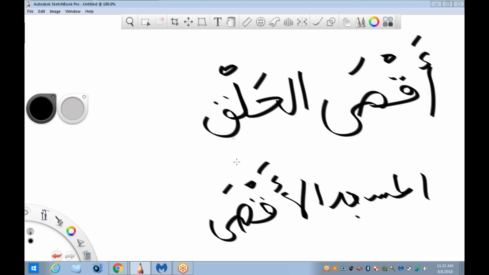When we say Aqsa al-Halq, we mean the furthest part of the throat, meaning compared to what? Meaning from the mouth. That's what the furthest means. In it are two letters, the Hamza and the Ha. This is the Hamza, that's the Ha. These are the two letters.